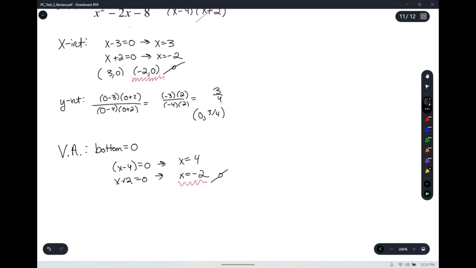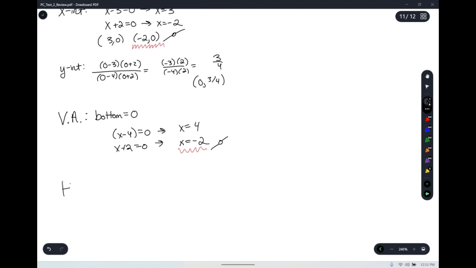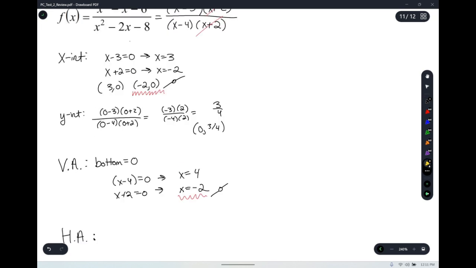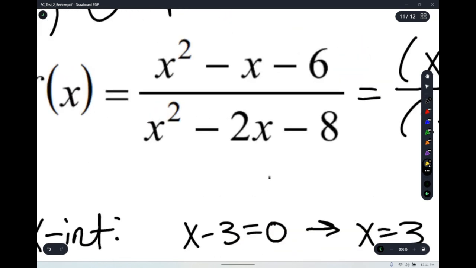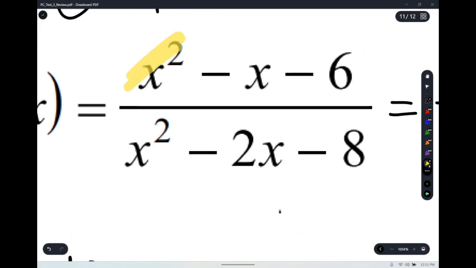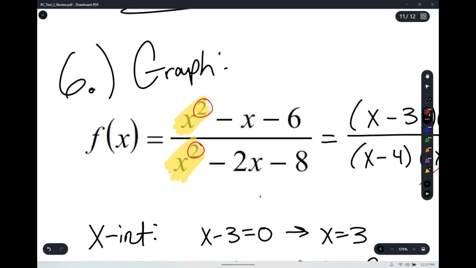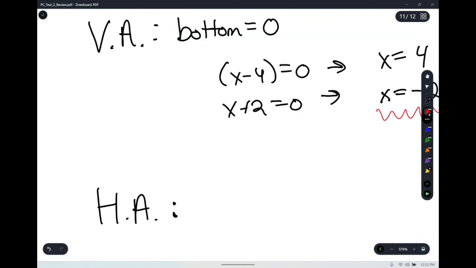There's one more thing to know to plot: the horizontal asymptote. And for that, we go back to the very start. But we don't even use our factored thing. We go back to the non-factored thing, and we go chugga chugga chug. Look at the exponent. Same? Yeah. Bigger or smaller? Same.